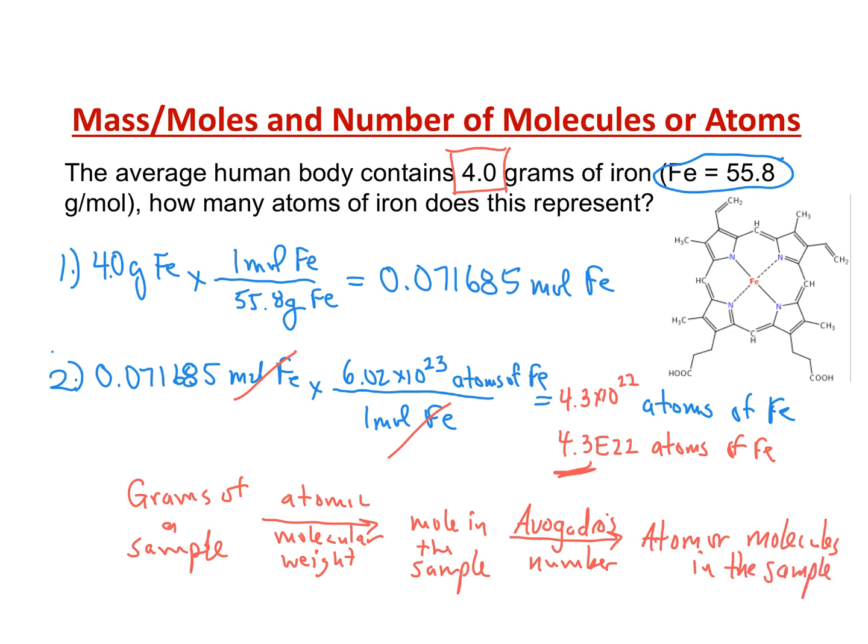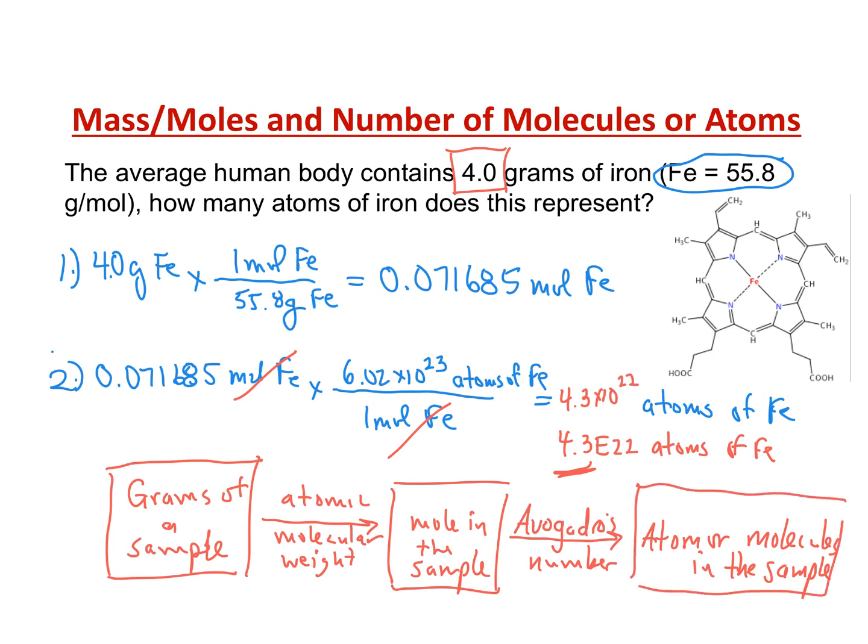So you should be able to start at any step in this process. I could give you moles and ask you to find grams and work backwards. I could give you molecules and ask you to find moles or ask you to find grams. I could give you grams and ask you to find moles or atoms or molecules. So these calculations work in both directions.